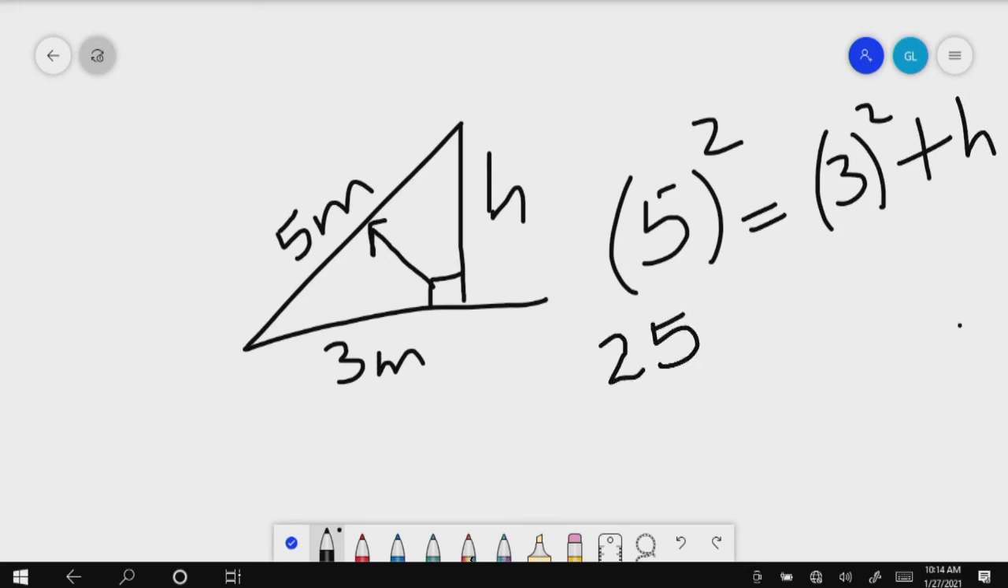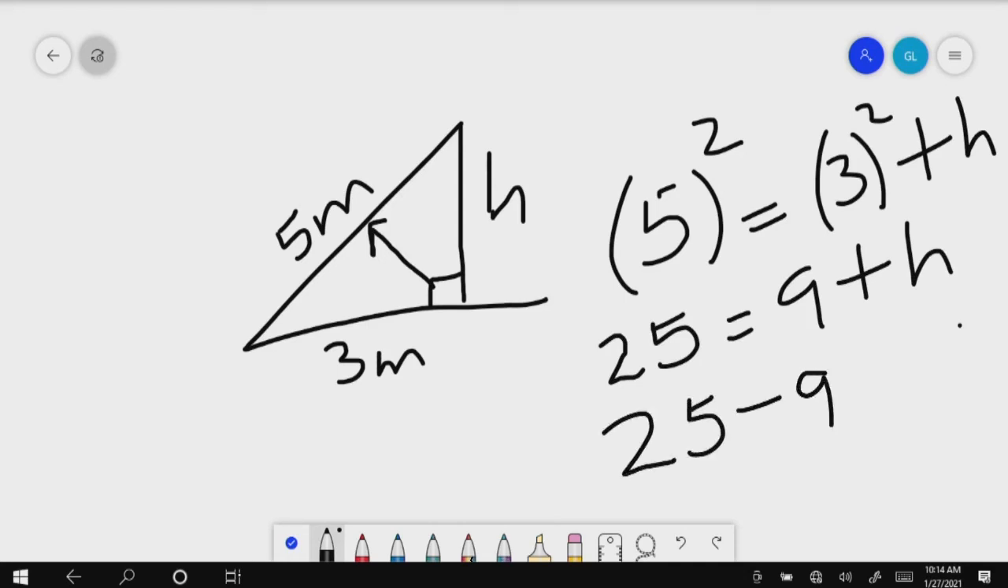Hence, in computation, 5 squared would have given us 25, 3 squared would have given us 9. Transposition, taking the positive over the equal sign.